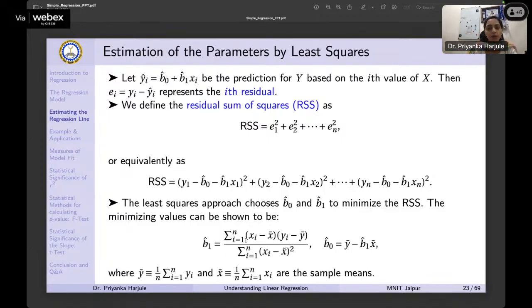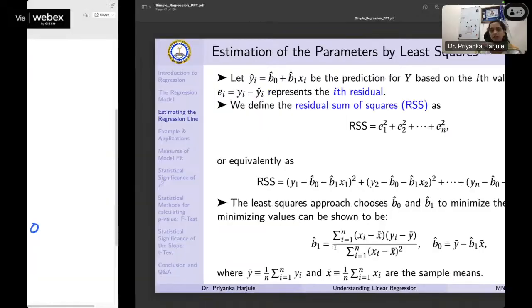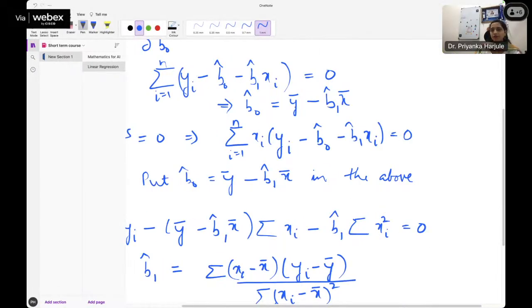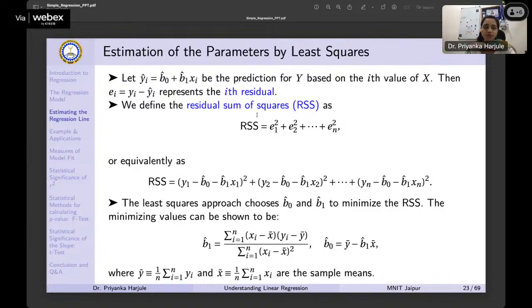And once you have the slope, from this equation you can get b naught, which we already have found here: y bar minus b1 cap x bar. Once you have b1 cap, you can just put it in b naught and get the intercept also. So this is how the closed form solutions are obtained for finding the estimation of parameters using least squares, for finding the slope and the intercept.